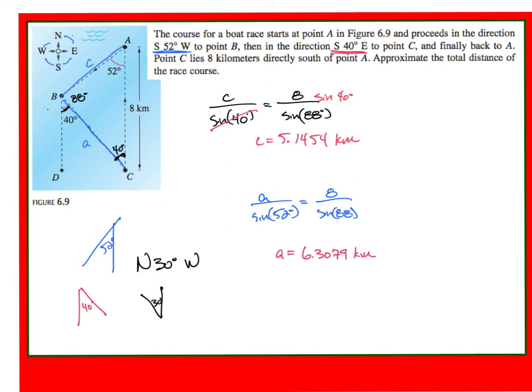So now I have that one. So now what do we need to do? I haven't answered the question yet. What do we need to do? Not the area, but the perimeter, the total distance around it. So we just need to add up 8 and 6.3079 and 5.1454. And when we add those all together, we end up with 19.4533 kilometers.